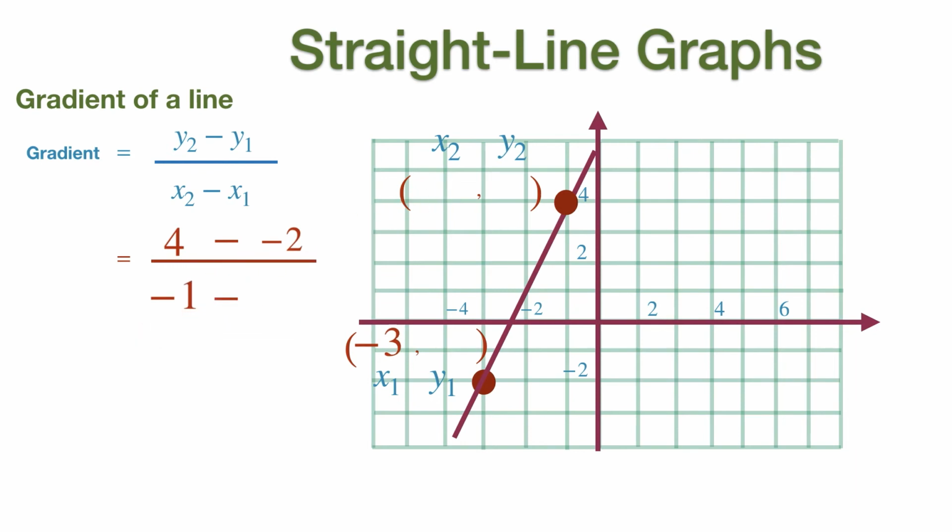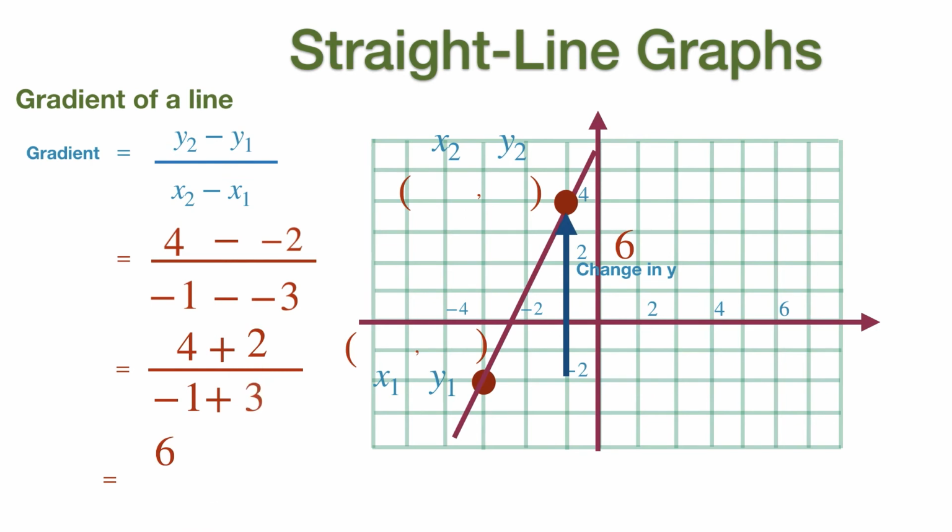Substitute the value of coordinates into the formula. 4 take away 2 is the same thing as 4 add 2, which gives us 6. This is the change in the y coordinates. Similarly, minus 1 take away minus 3 is the same thing as minus 1 add 3, which gives us 2. This is the change in the x coordinate. Now we divide the change in y coordinate by the change in x coordinate to give 3. So the gradient of this line is exactly 3 units.